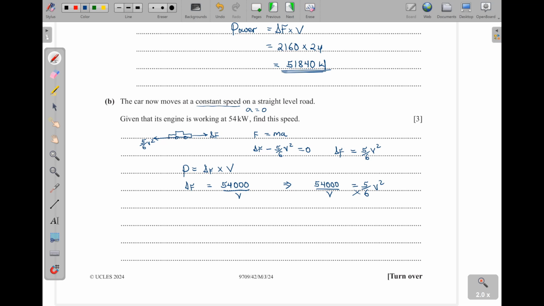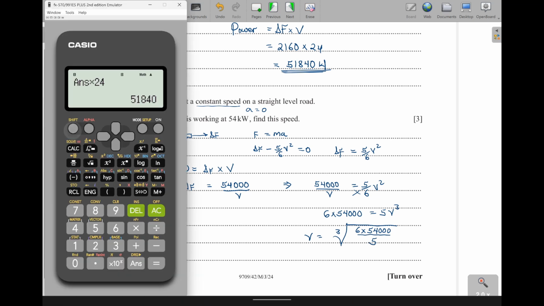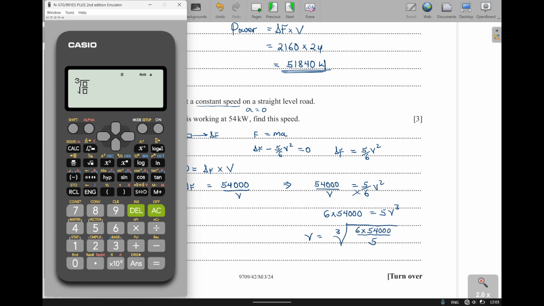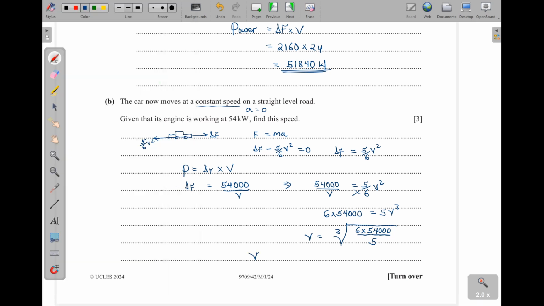When I cross multiply, I'll just bring the 6 here. It multiplies with 54000, and then I will get here 5 V cubed. So for me to get V, it will be the cube root of 6 times 54000 divided by 5. So altogether, what do we get? You put cube root of 6 times 54000, then you divide by the 5. So we get 40.2 to 3 significant figures. So V is equal to 40.2 meters per second. That is to 3 significant figures.